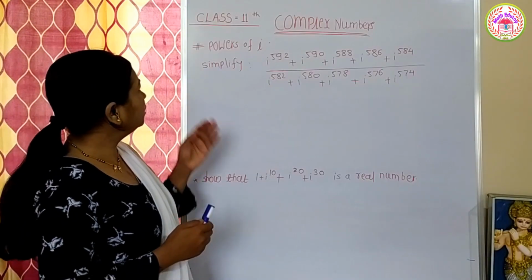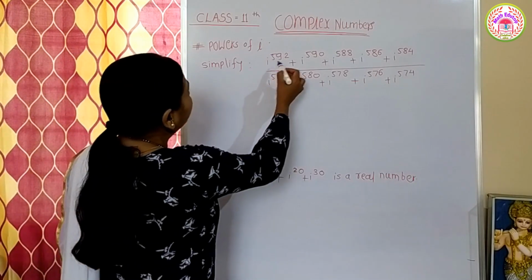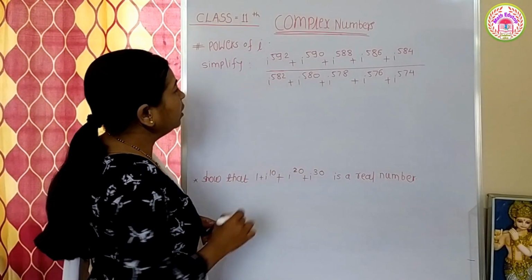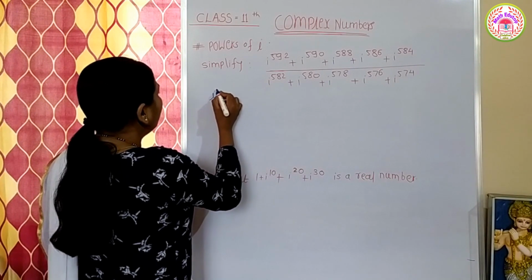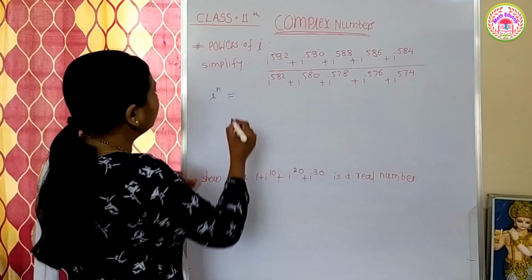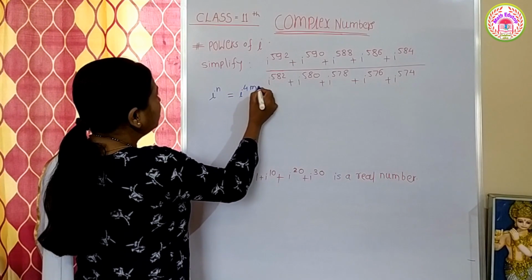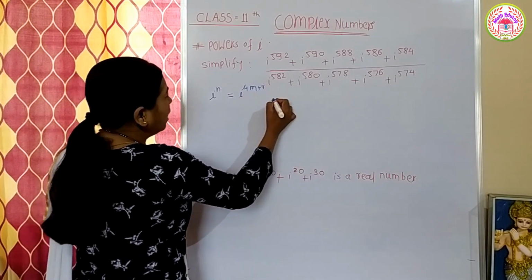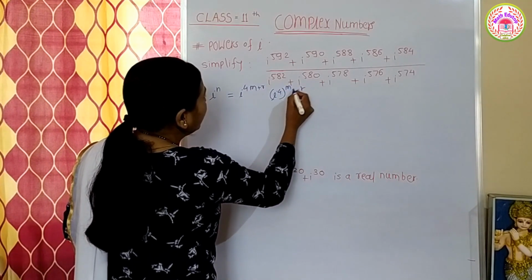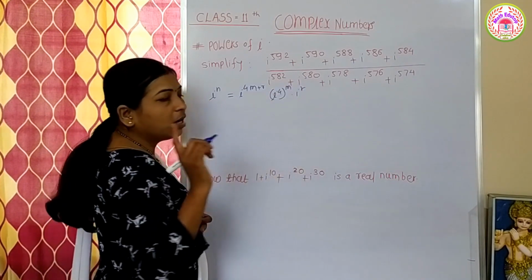The next example is to simplify this term. Here first we observe the difference between each term is 2, in the numerator as well as the denominator. Here we have to use the formula i^n. That means when we divide i^n by 4, then we get n in the form of a multiple of 4 plus r. R is a remainder, and the value of this i^4 is 1, into i^r. So only the i^r term has to be found out, okay. Here we only have to find the value of i to the power r.